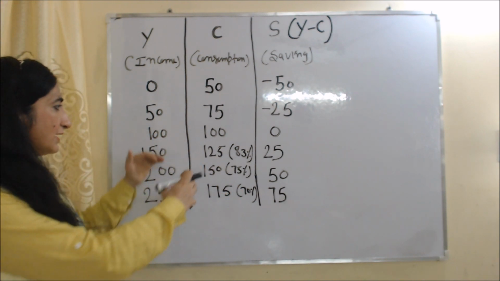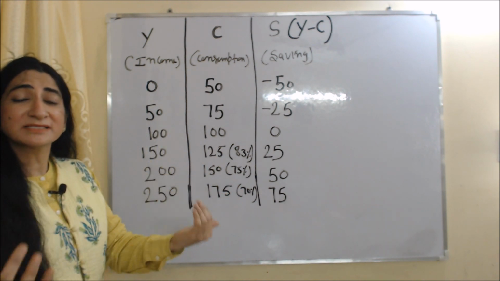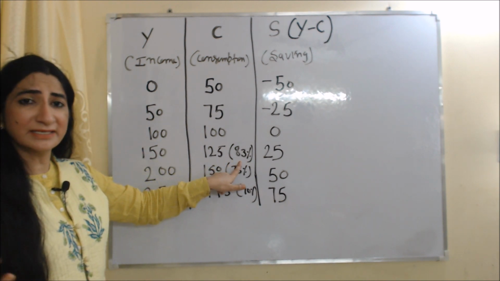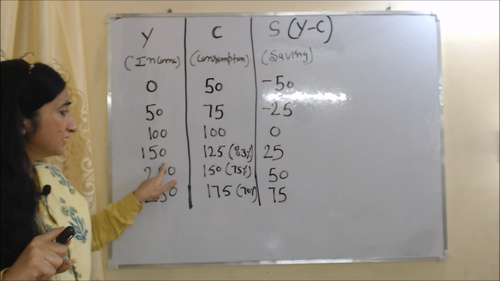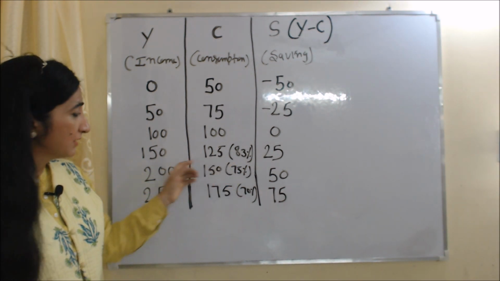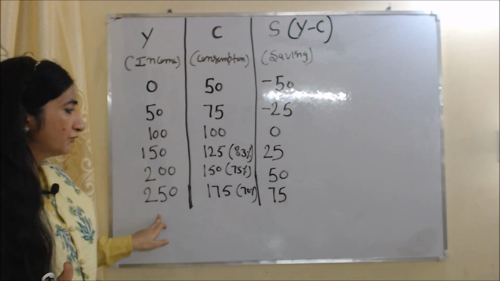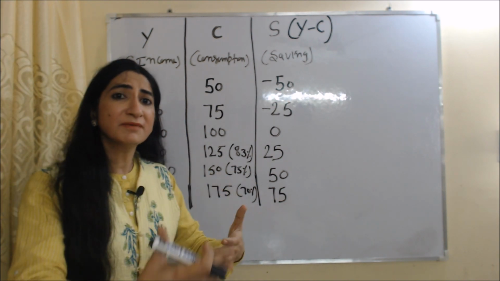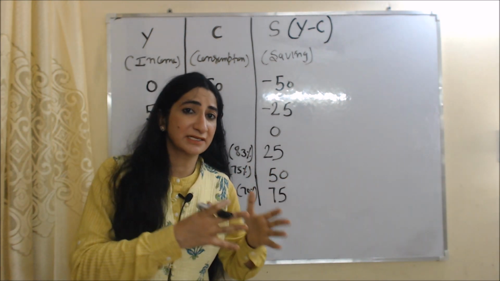You can see here, when income is increasing, he is spending a smaller percentage of total income. In the case of 150, he was spending 83% of total income. When income increased from 150 to 200, he is spending less, 75% of total income. Again, income increased from 200 to 250, and he is spending 70% of total income. So as income is increasing, he is spending a smaller percentage of total earning.